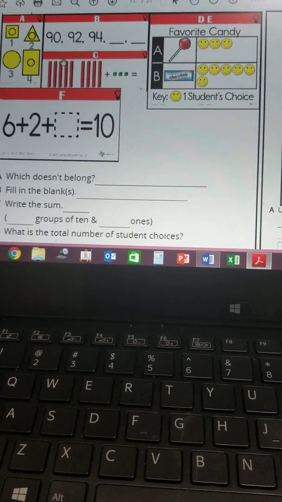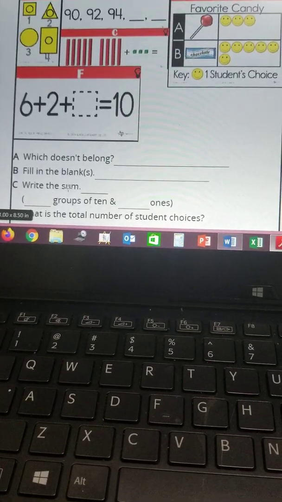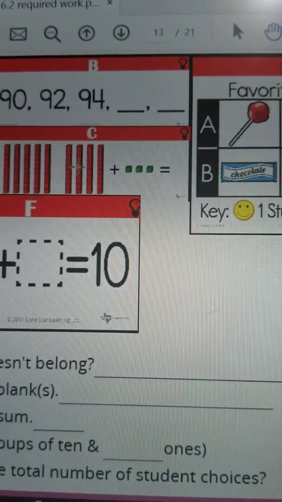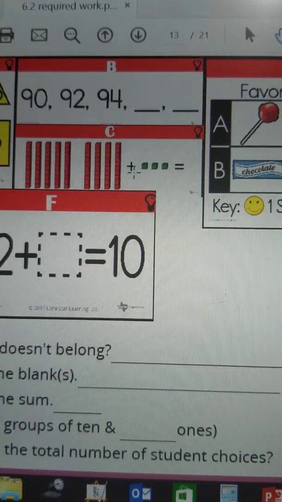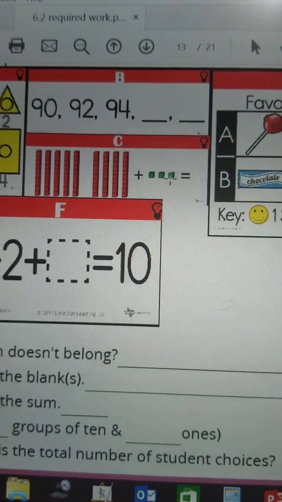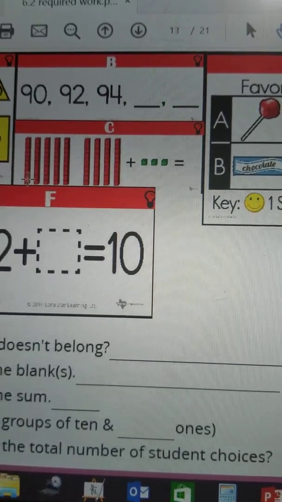C is this picture right here. And the question is, write the sum. And remember, sum means what? The answer of an addition problem. Well, if you look over here, you're adding these rods. There's your addition mark right there, your addition symbol, to these units. So remember, you count your rods by what?